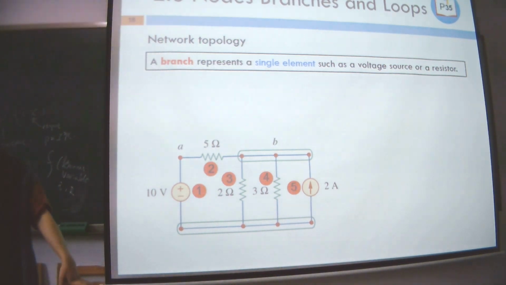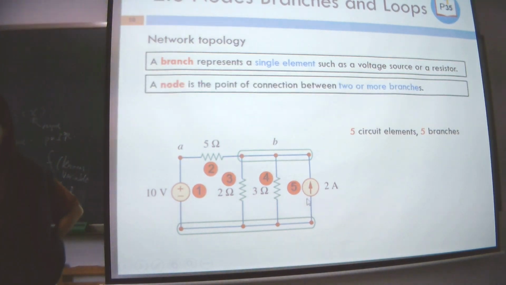So for this figure, we have five elements. Every circuit element is on a branch. A node is a point of connection between two or more elements. That means this one, this one, and this one: three nodes. Here, A node, B node, C node. And the C node is the reference node, which is 0.